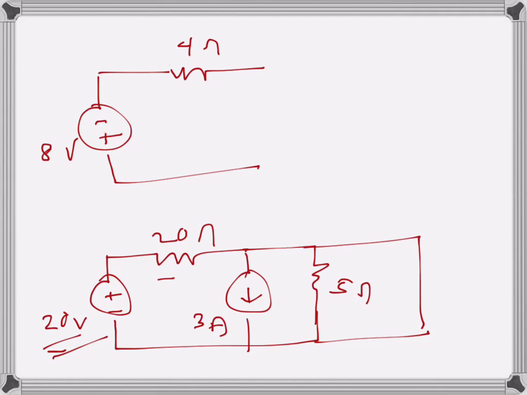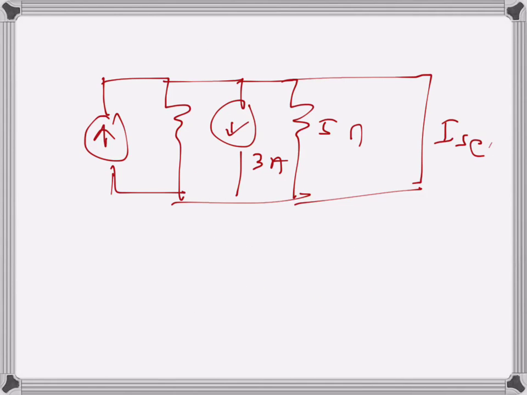Here the value of the current source will be 20 over 20, so that will be 1 amp, and this will be 20 ohms. Now all I need to find is the short circuit current here, and since these two parallel resistances are shorted out by this short circuit, the current will be very simple.